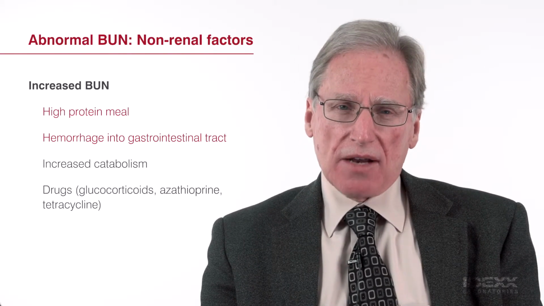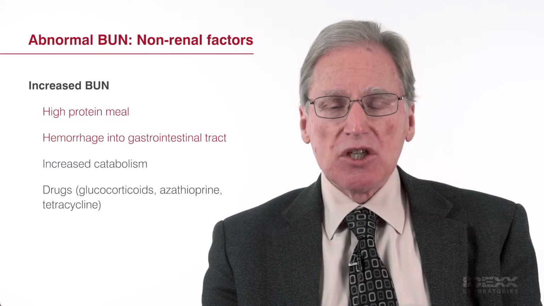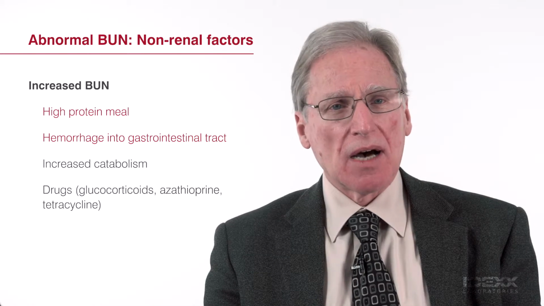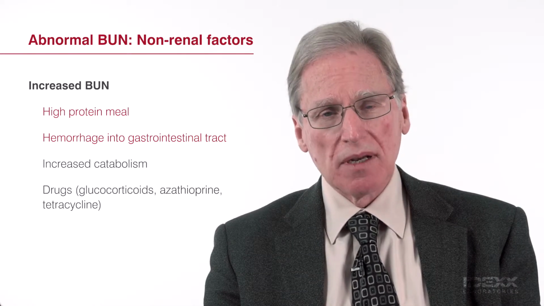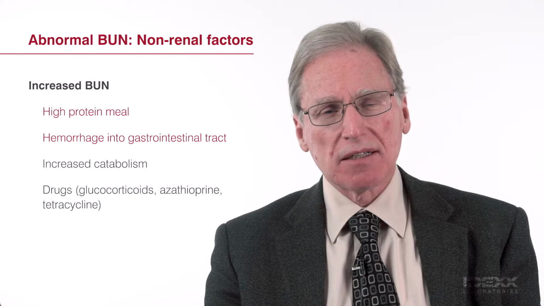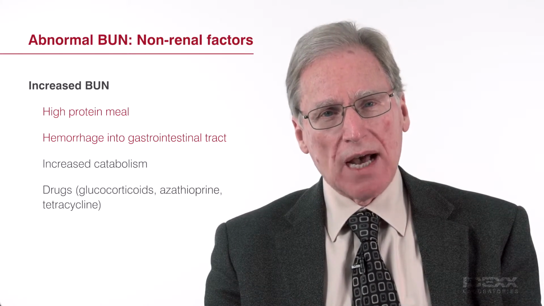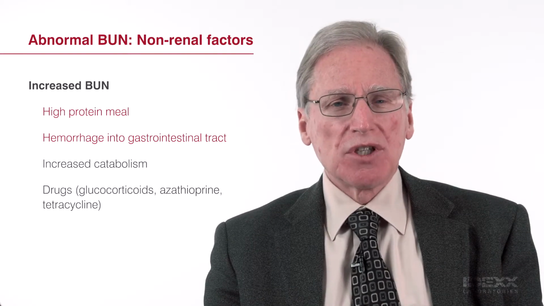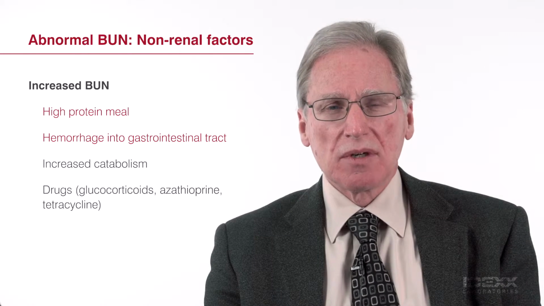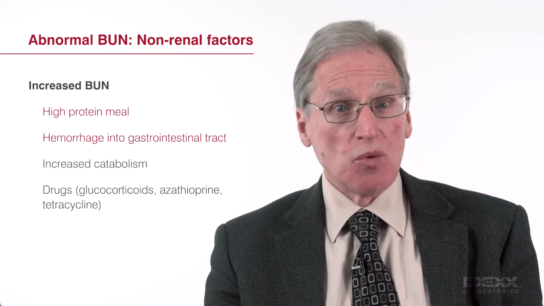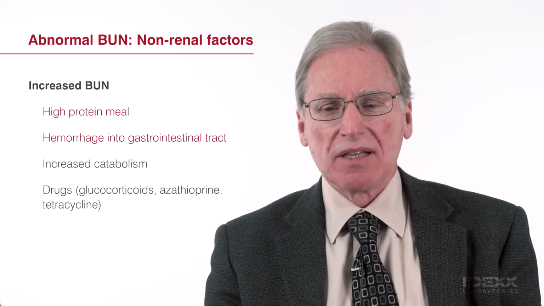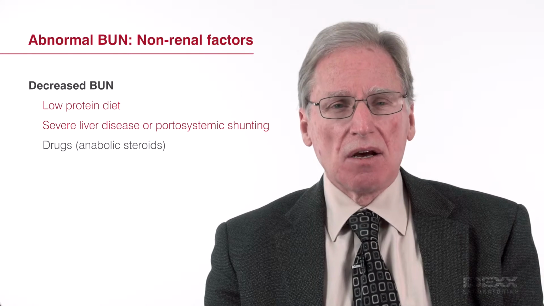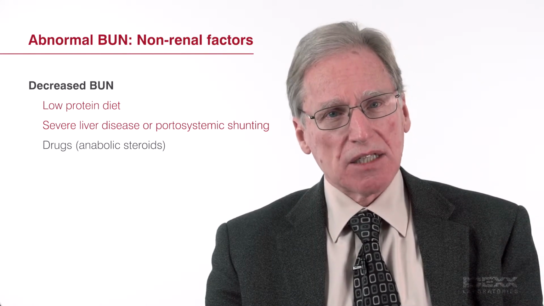The non-renal factors that affect BUN relate primarily to protein intake, so whenever we have a high protein meal, the BUN will go up a little bit. On the other hand, if the animal's anorexic, not eating at all, the BUN will go down a little bit. These are non-renal variables that affect the BUN. Hemorrhage into the gastrointestinal tract is another important source of error because it's, if you will, a high protein meal for the bacteria in the gut. Finally, severe liver disease or portosystemic shunting are factors that can cause false reductions in the BUN.